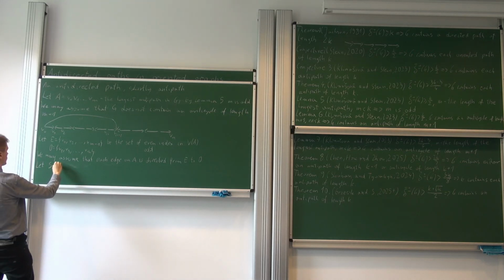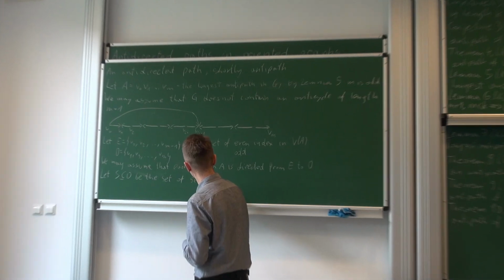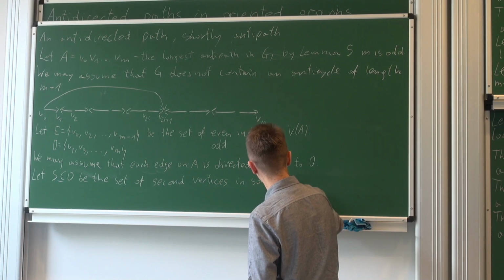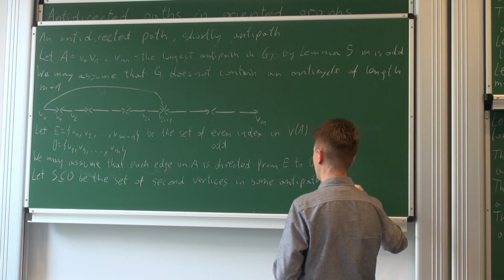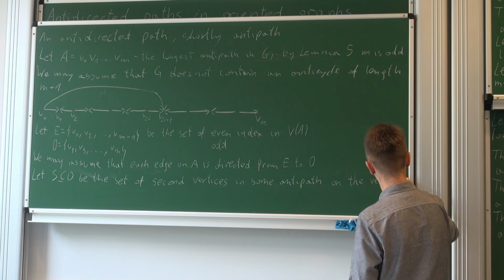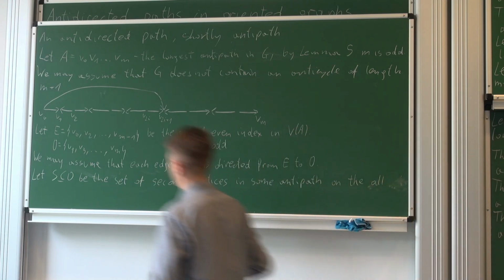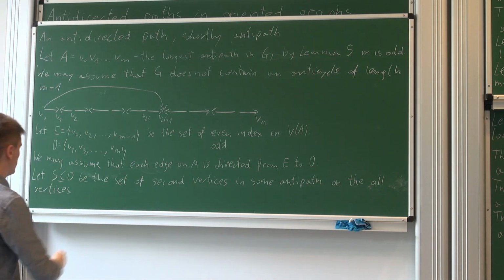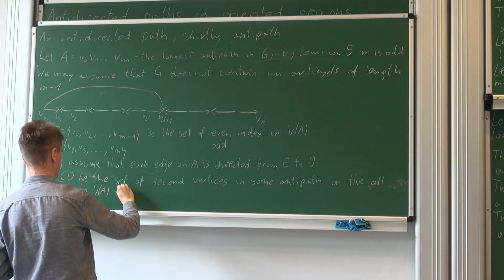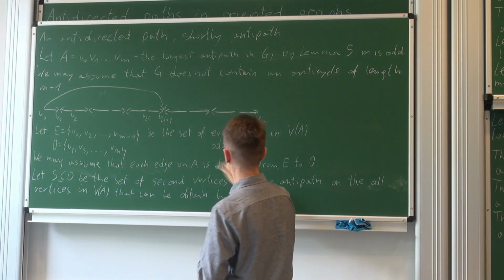And we define the set S. Let S be a subset of O, the set of second vertices in some antipath on all vertices in V_i that can be obtained by the above operation.